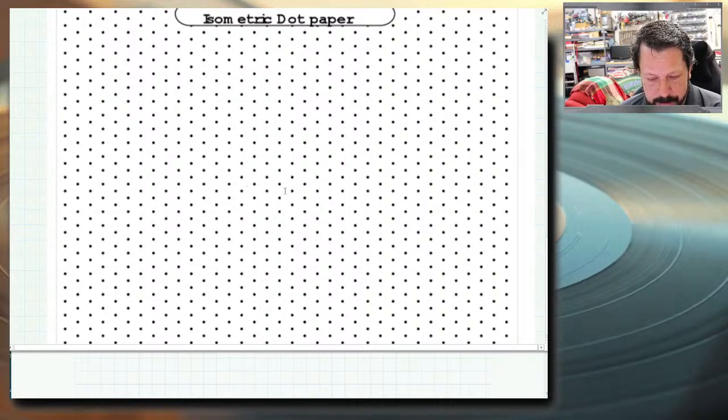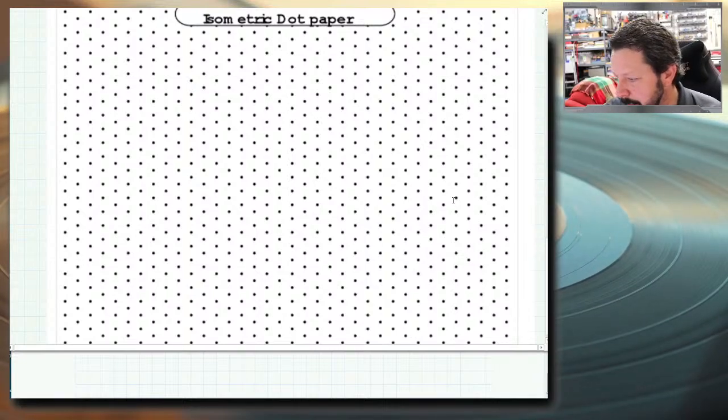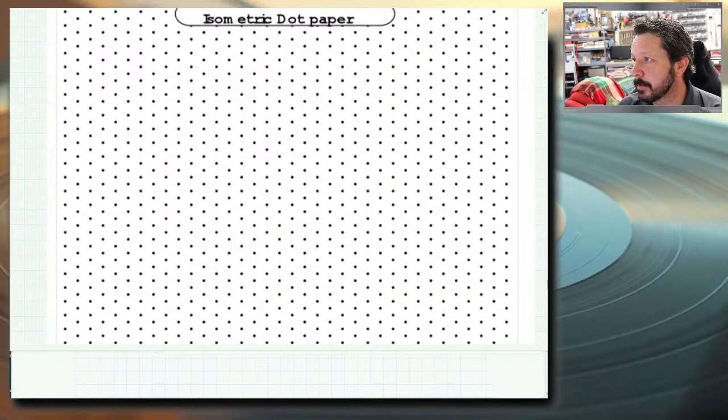So how this works, if you notice, the dots aren't necessarily all aligned in a grid. They are in columns. You can see columns, and then there's two sets of rows kind of interlaced with one another, and they're offset. So what this does is, if you wanted to draw a cube on this kind of paper, let me get it where I can see the paper.